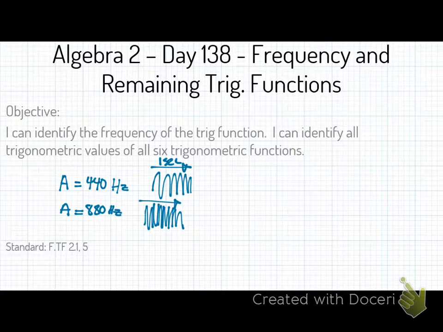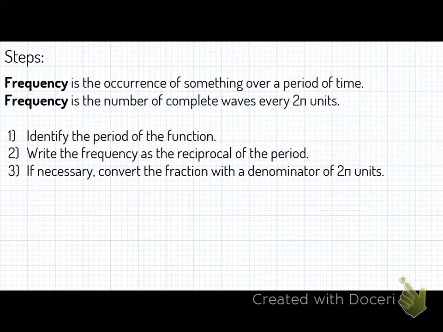So we're going to talk about frequency today. You have to know how to identify it. That's the goal for today. So here are the steps, and here's the big idea: frequency is the number of complete waves every 2 pi units. So when I think about my unit circle, think about the sine function, the one we graphed with the paper we folded in half. What was the period of the function after you went 2 pi?